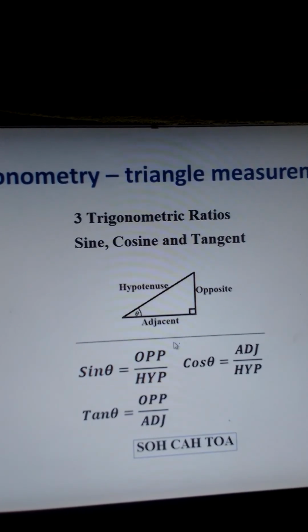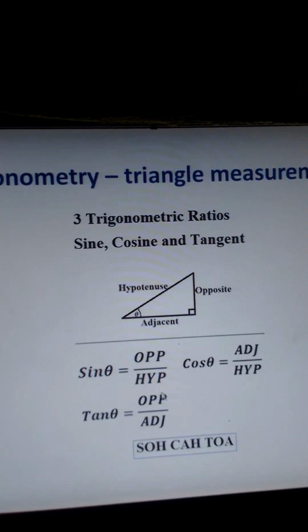The cosine of this angle theta is equal to the adjacent side divided by the hypotenuse. And the tangent of this angle is equal to the opposite side divided by the adjacent side.